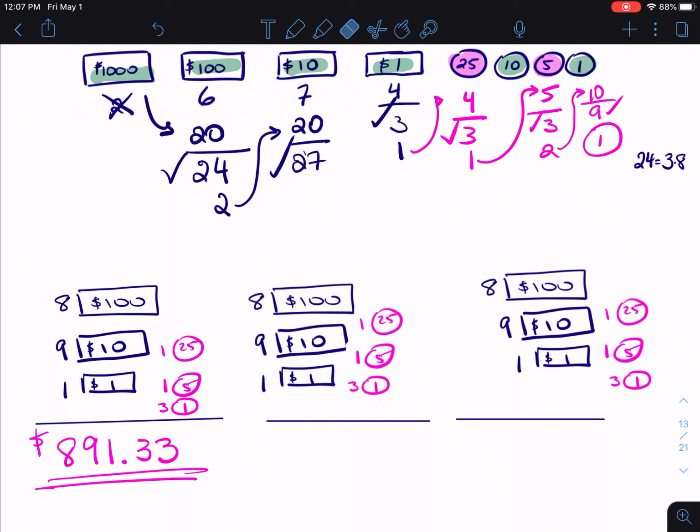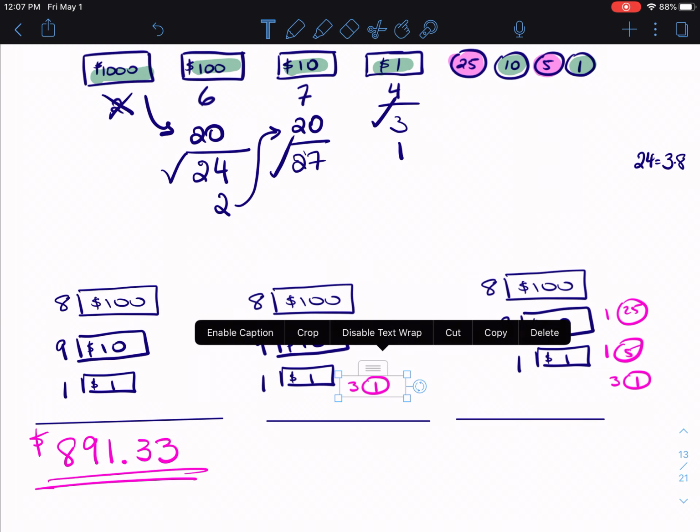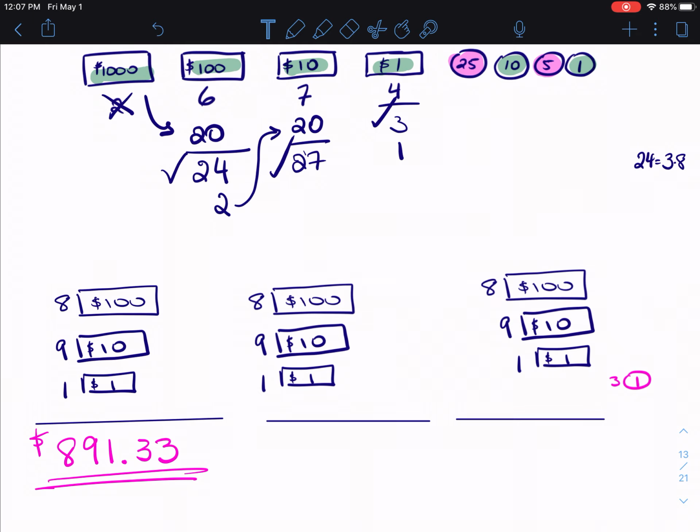So let's go back and erase the quarters and nickels. Oh, can I not do that? Interesting. I wonder. There we go. There are lots of ways to do this. I kind of love technology.